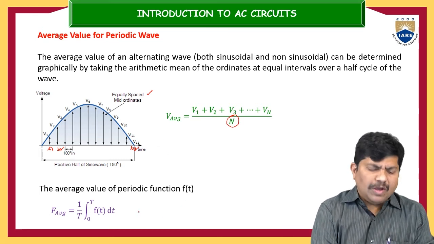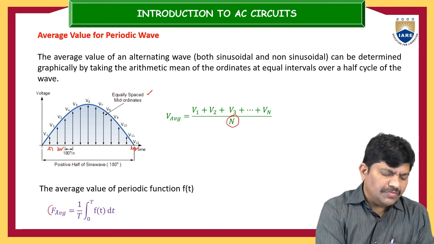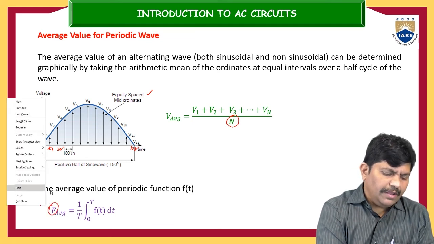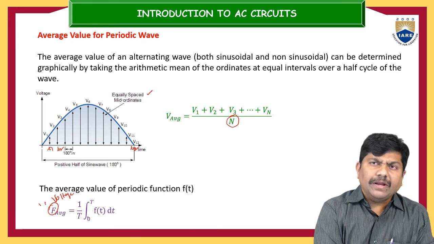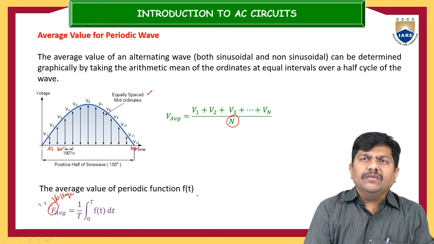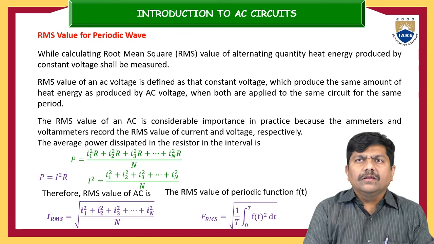And one more simple formula is also given. F average, where the function F may stand for voltage, equals 1 by T integration from 0 to T of f of t into dt. Like this we can compute the average value of the periodic waveform.